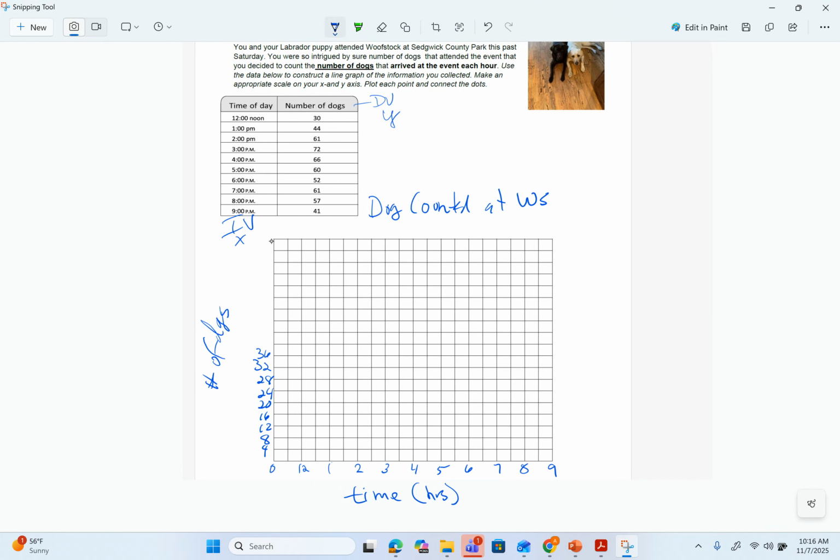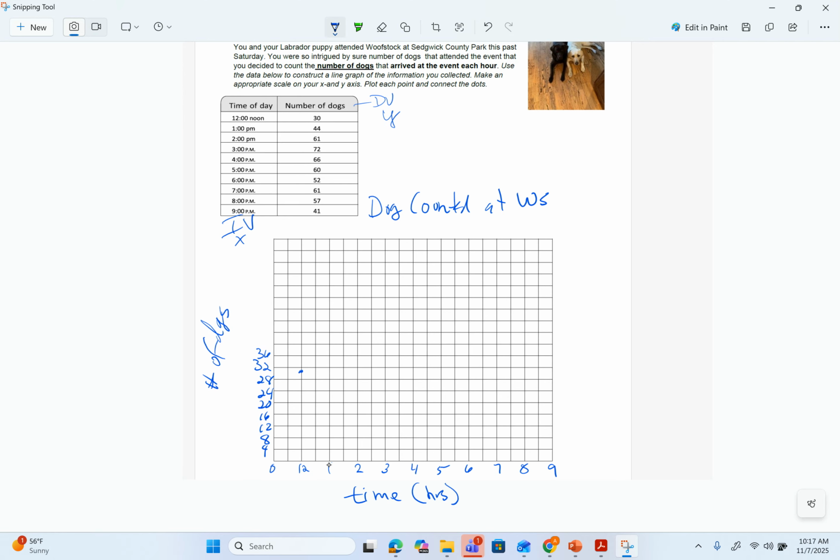So for 12, I'm going to have to estimate 30 right about here, put it right there. I'm going to have to go over 1 and up 44, so wherever my 44 is, I'd put a dot. Over 2 o'clock, up 61, and I would put a dot. I would do that for each time and each number of dogs, and then I am going to connect the dots. That's how you do the line graph.